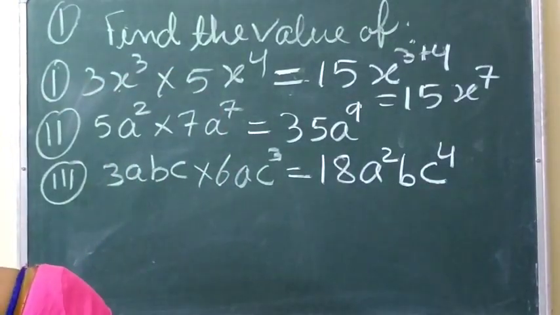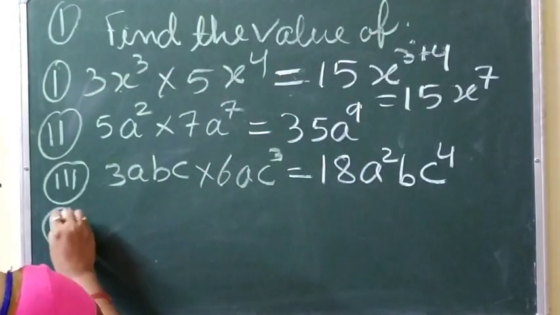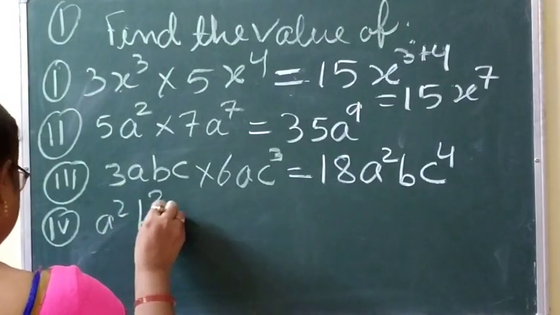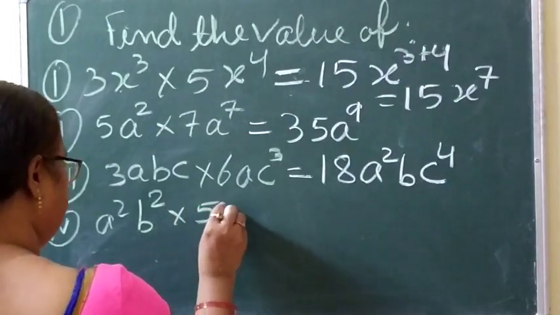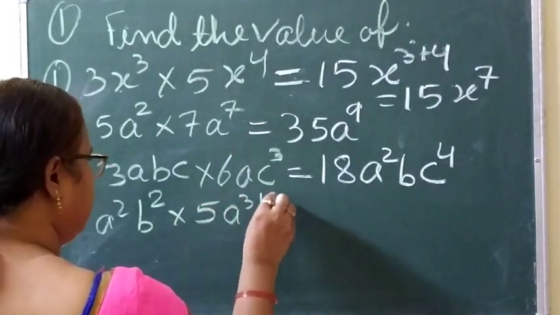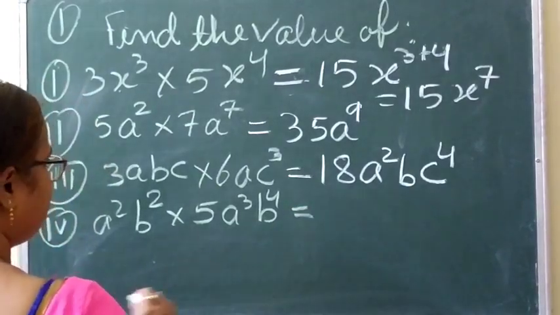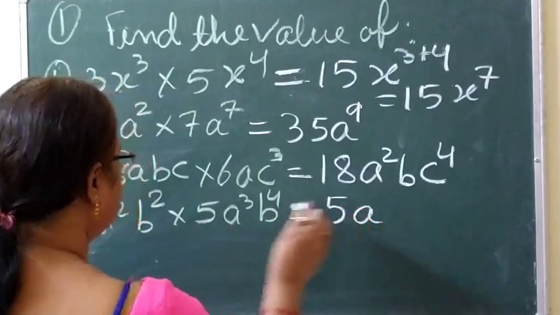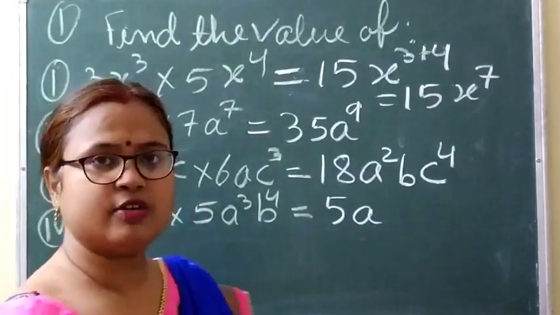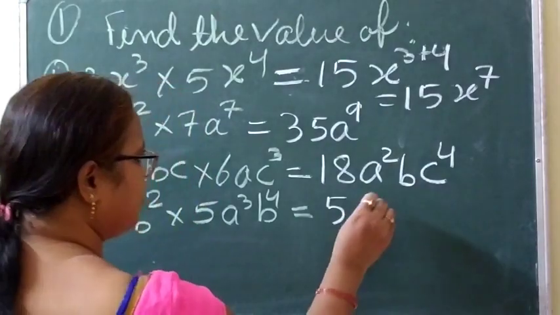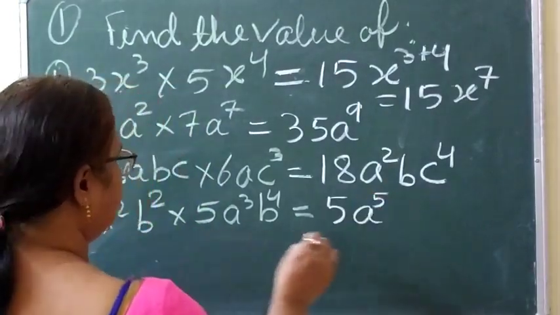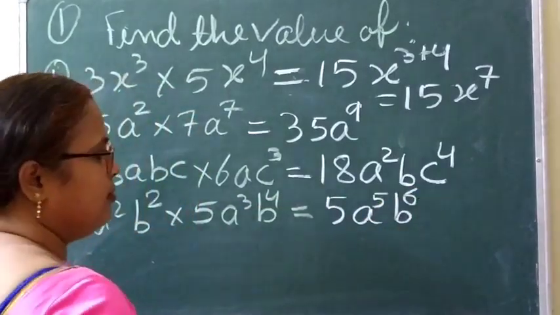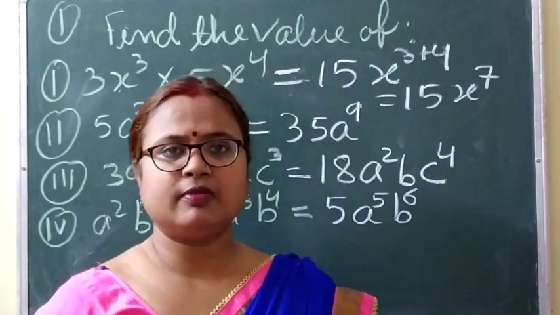Clear? Now the next question is a square b square into 5 a to the power 3 and b to the power 4. How will we do this one? Again, here no number is there, so 5. Then a: the power of a here is 2, and here the power of a is 3. So 2 plus 3, 5. Then b: the power of b here is 2, 2 plus 4, 6. So 5, a to the power 5 and b to the power 6.